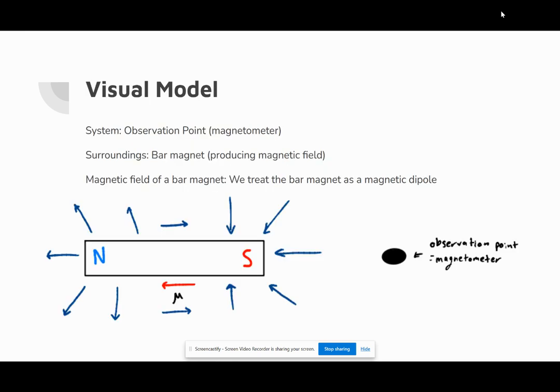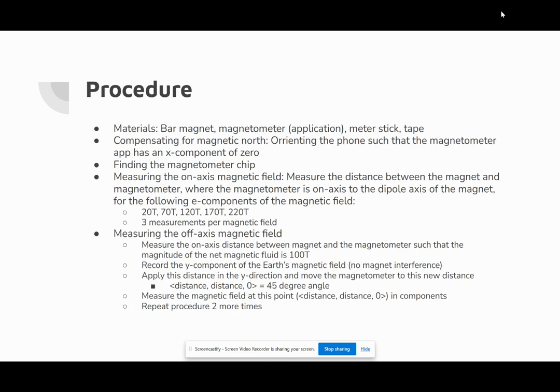For our visual model, the system was our observation point, which is to the right, which was the magnetometer, and then our surroundings were the bar magnet, which produced the magnetic field. And then as a part of it, for the magnetic field of a bar magnet, we treated the bar magnet as a magnetic dipole.